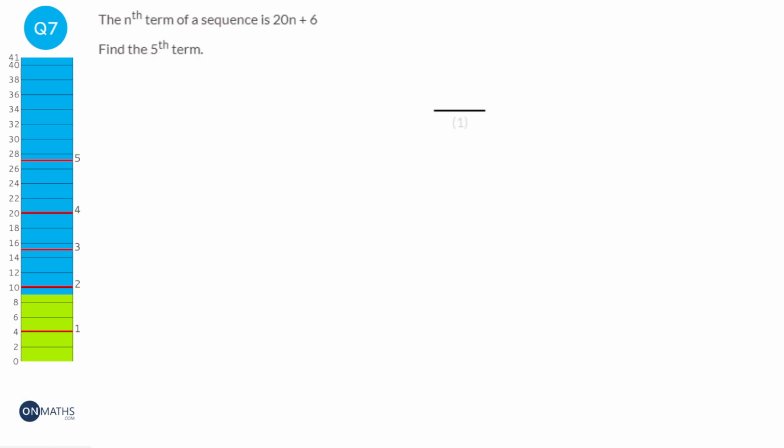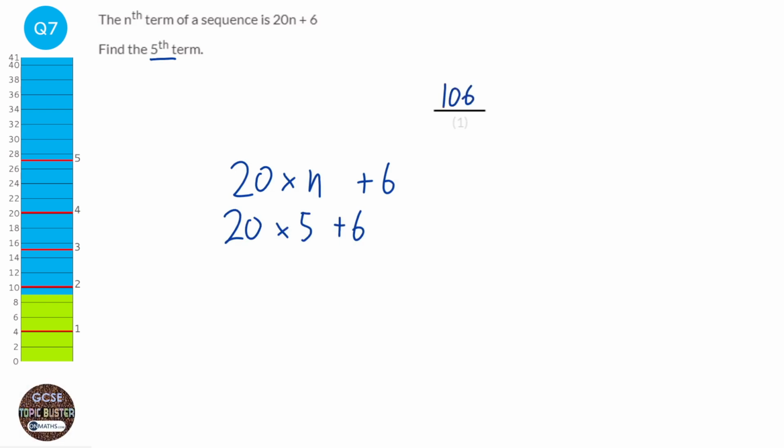So our sequence, our nth term, is 20 times n plus 6. For the fifth term, n would be 5. So it's 20 times 5 plus 6. 20 times 5 is 100. 100 plus 6 is 106.